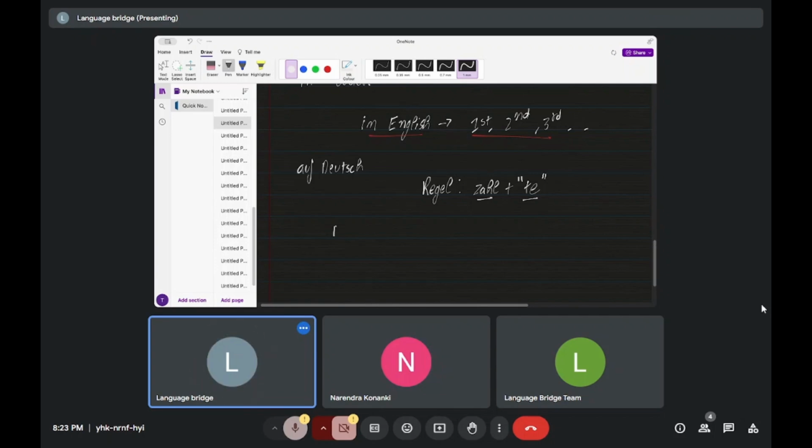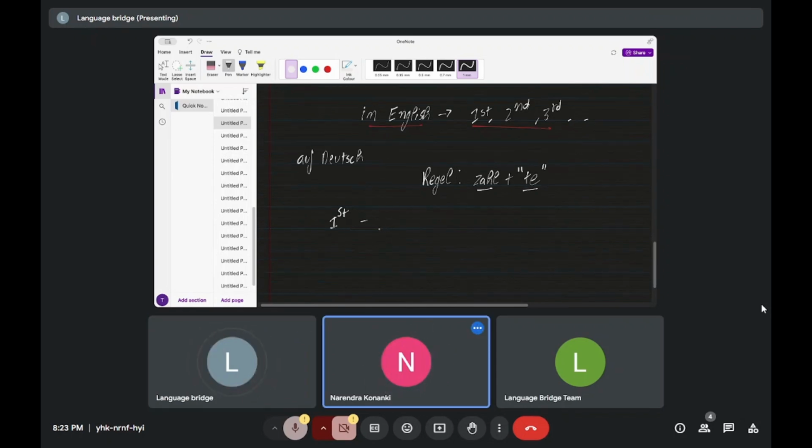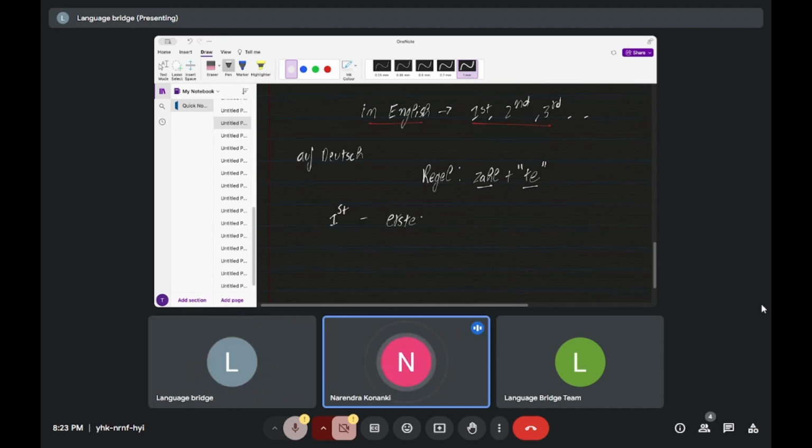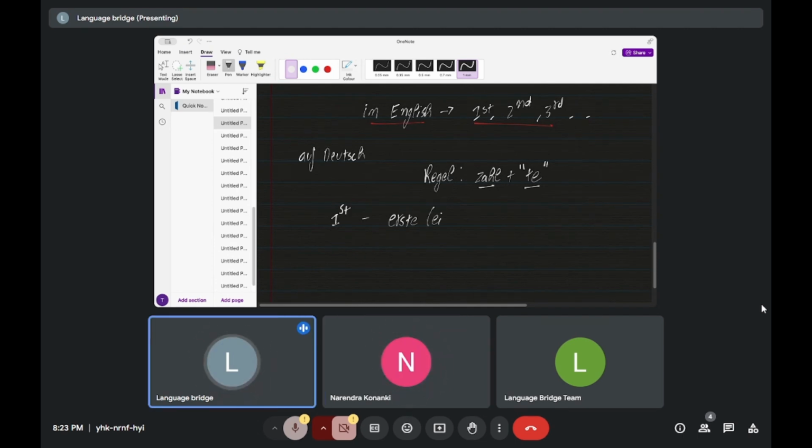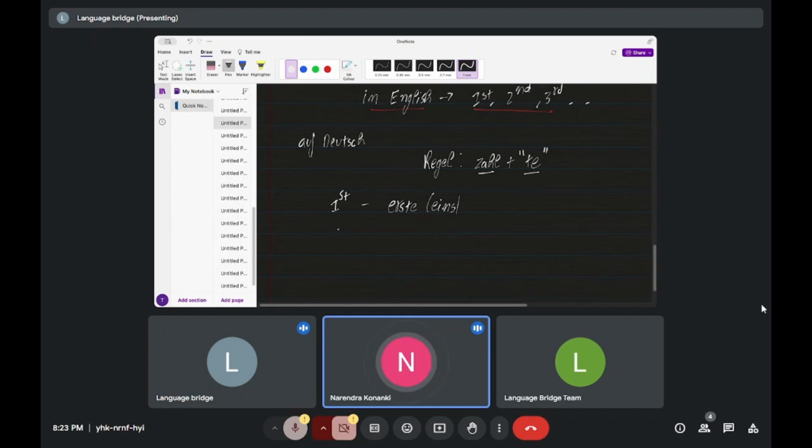Tell me one thing. What is first? What is one? Eins. You just have to learn first. First is erster, which is different from eins, so the pronunciation is also different.